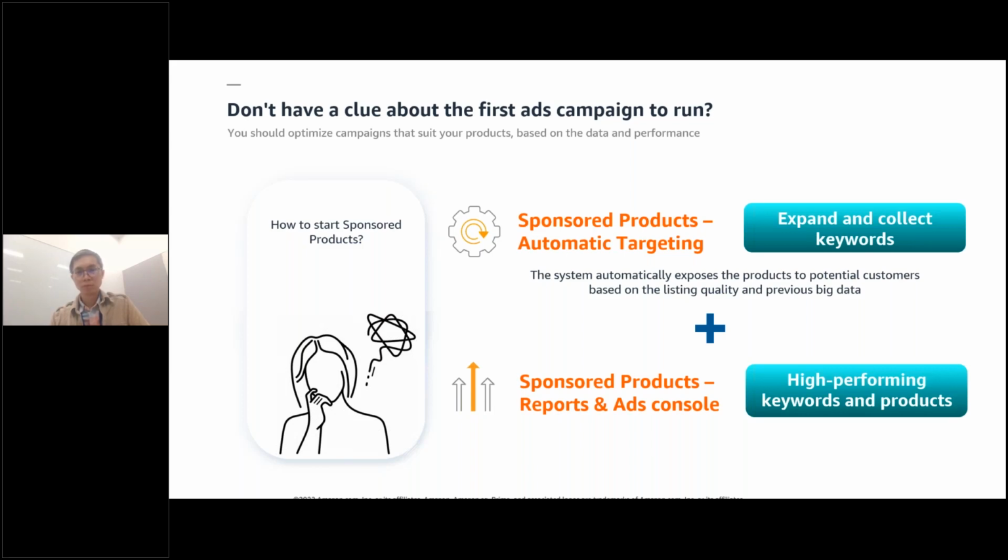For the very first campaign you want to run, it will be an automatic targeting campaign that runs for 2 weeks.